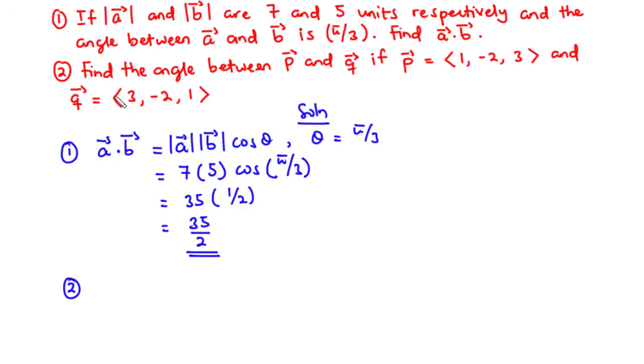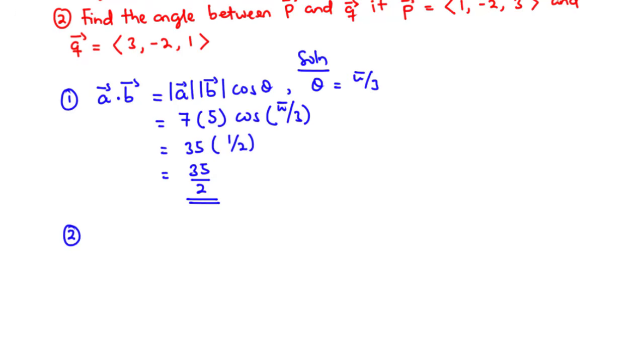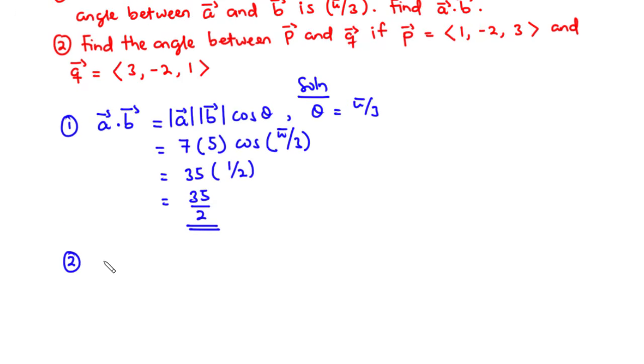2. Find the angle between vector P and vector Q if vector P has components 1, -2, 3, and vector Q has components 3, -2, 1. Now to find the angle between any two non-zero vectors, we know that cos theta is equal to the dot product of the two vectors P and Q divided by the magnitude of vector P times the magnitude of vector Q.